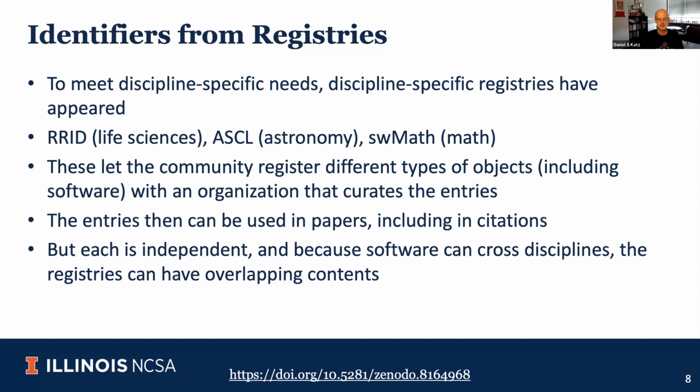So the registries can actually then have overlapping content. There can be an RRID for it, there can be an ASCL ID for it, there can be a SWMath ID for it, there can be a DOI for it, et cetera. And if we think about the intrinsic identifier that I mentioned before and Matt talked about, that can help say that these things are the same, but they may not all have the same metadata. So they may not all look identical at an extrinsic level or at a registry level.